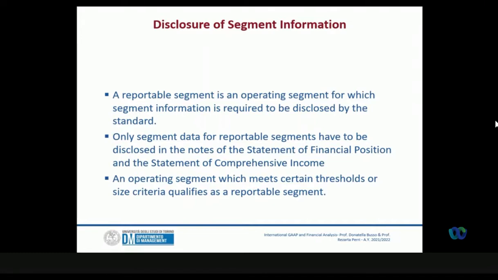Actually, an operating segment which meets certain threshold or size criteria qualifies as a reportable segment. And these thresholds are really very specific.